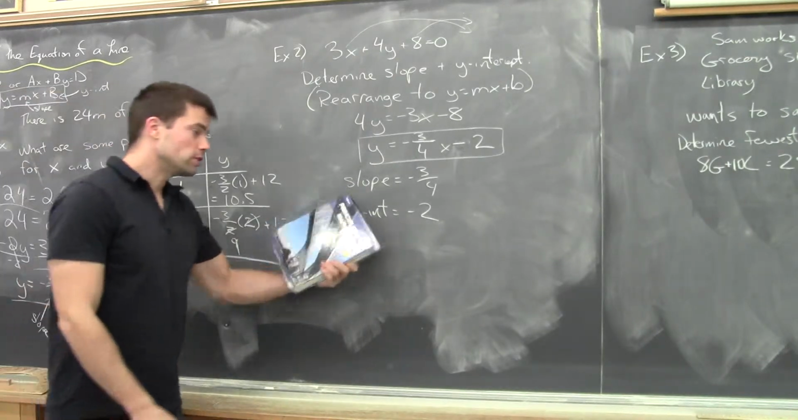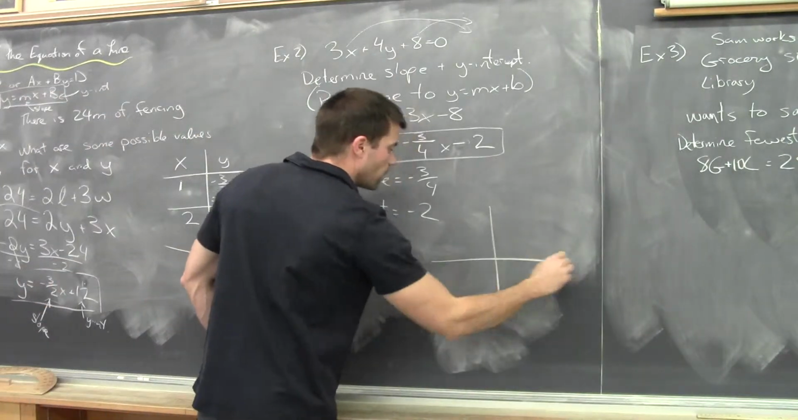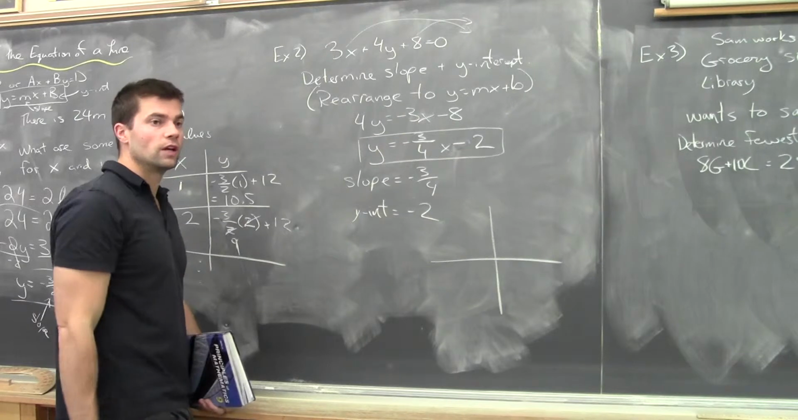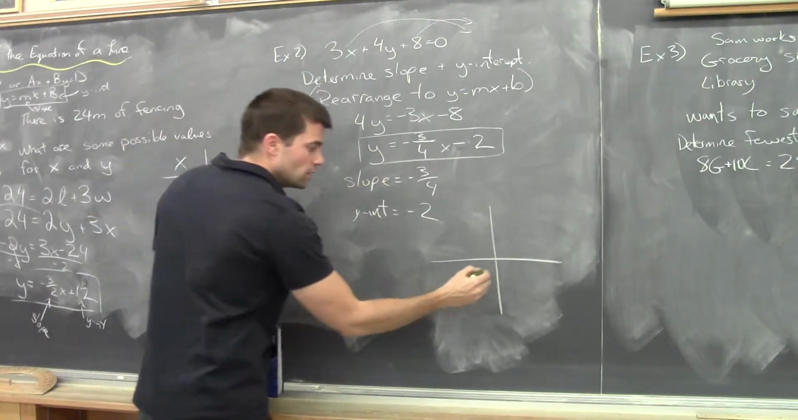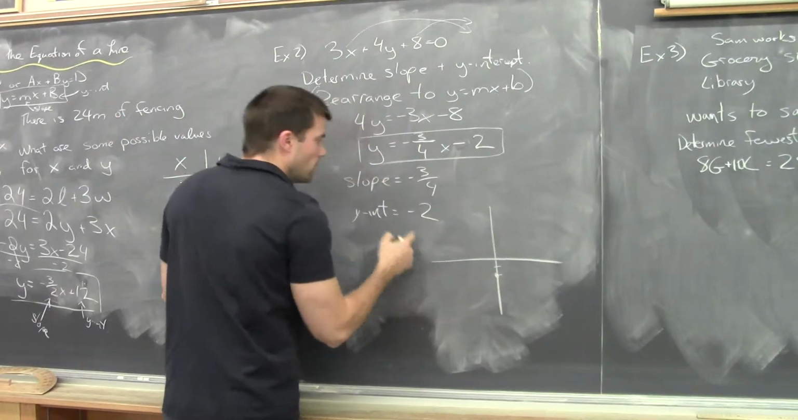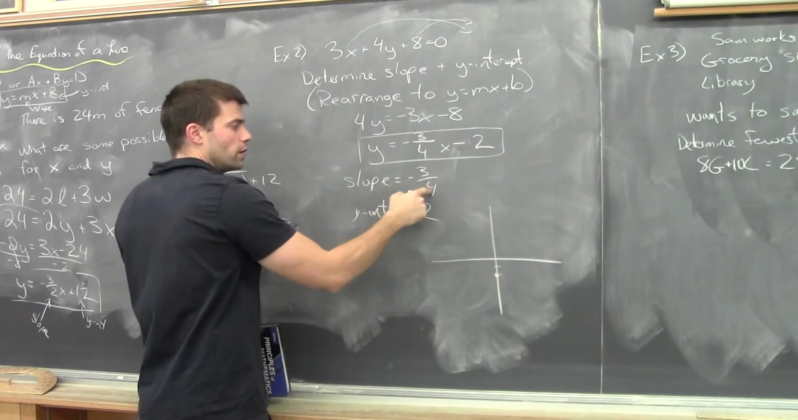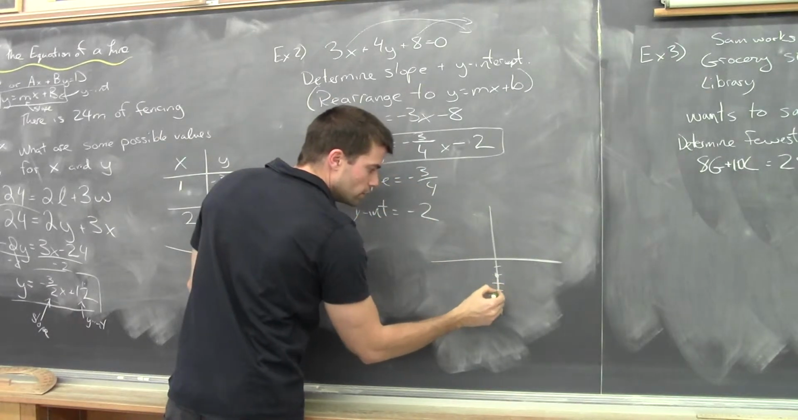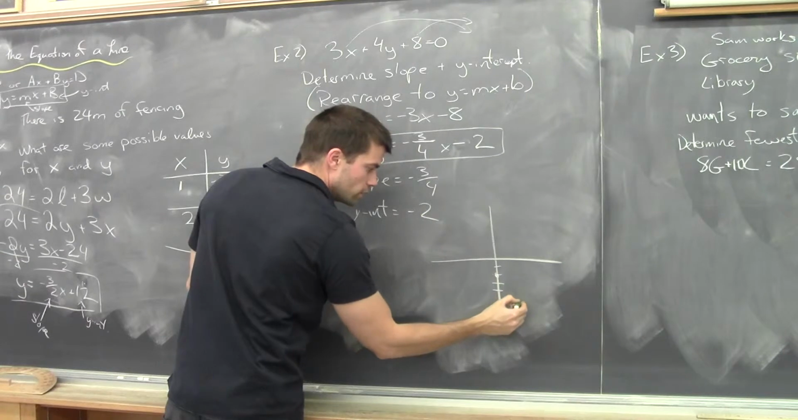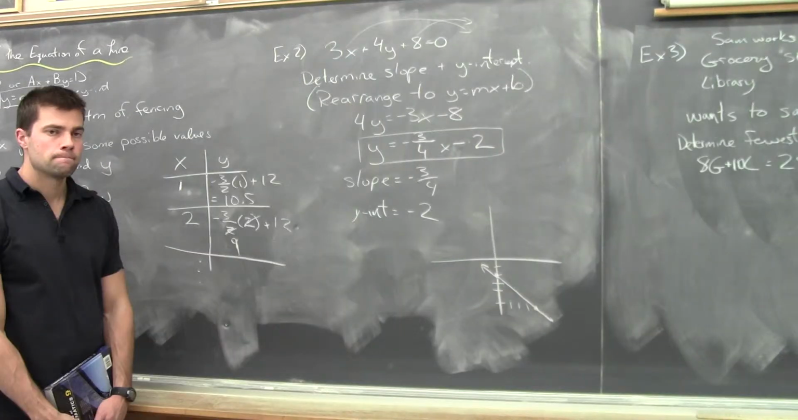Okay, so you guys should be able to mentally graph this. Right away, you should be able to visualize what this is telling us. It's telling us my y-intercept is down here, and I'm lowering 3 for every 4 that I run. So 1, 2, 3, I'm coming down here. 1, 2, 3, 4.